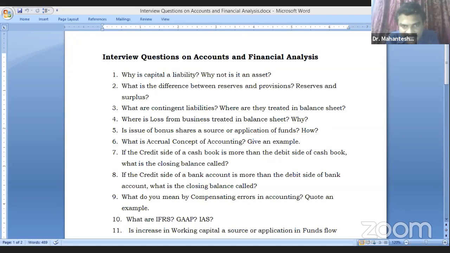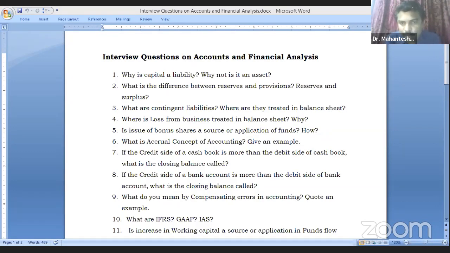If the credit side of a cash book is more than the debit side of the cash book, what is the closing balance called? In reality, your answer should be that the credit side cannot be more than the debit side in the case of a cash book. If the credit side of a bank account is more than the debit side of the bank account, what is the closing balance called? This is possible in the case of a bank account. This is called bank overdraft.